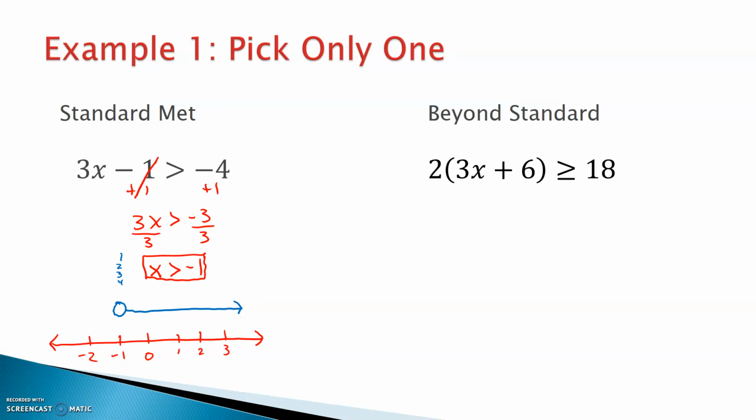All right, for the beyond standard, you should have distributed first. 6x, so 2 times 3 is 6x. 2 times 6 is 12. It's greater than or equal to 18.